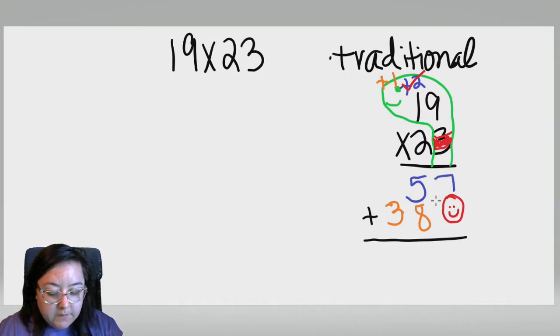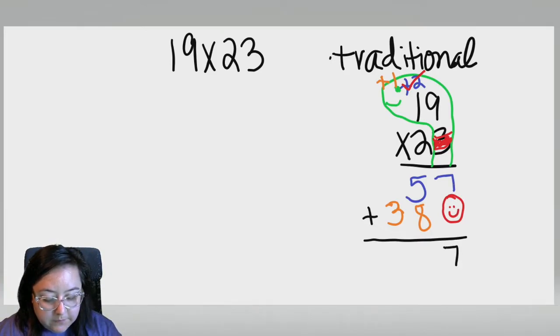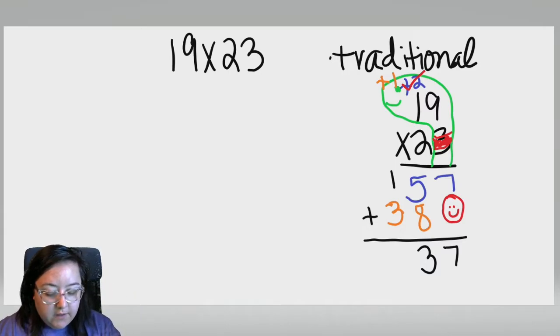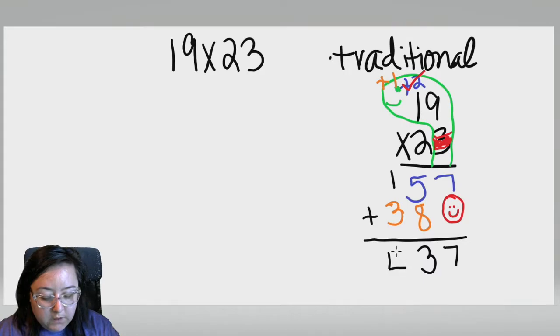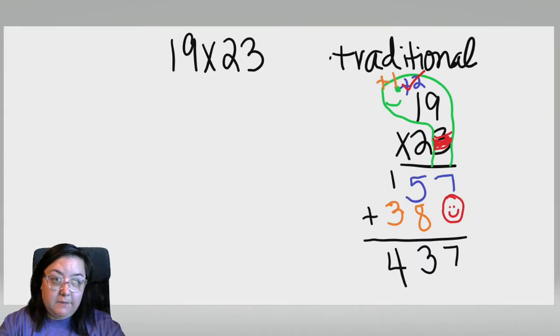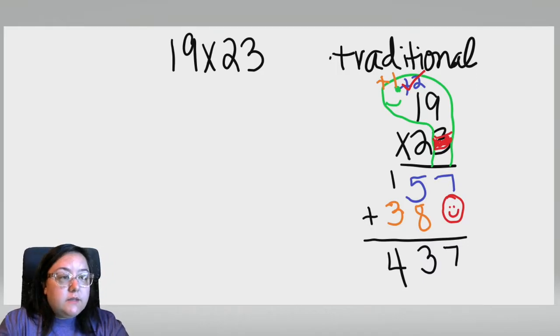So we line our numbers up on top of each other once we got them, and now we add. 7 plus 0 is 7. 5 plus 8 is 13. Regroup and carry that 1 to the next place value. 1 plus 3 is 4. So our product is 437. So this is the traditional algorithm. This is the setup. This is how you get your answers.